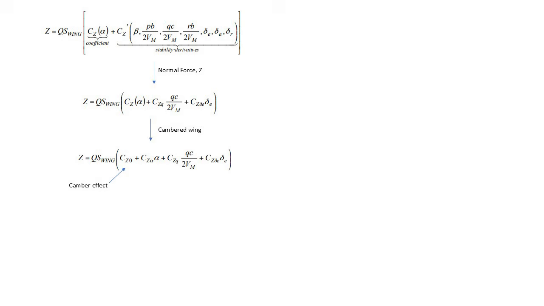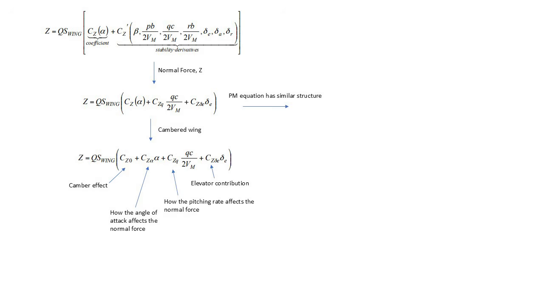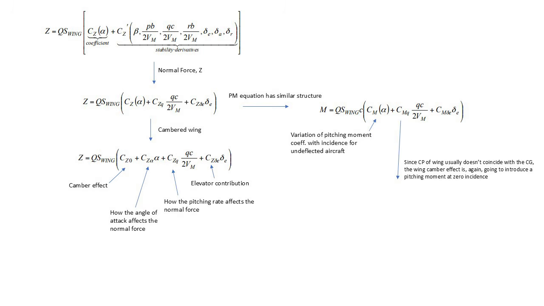The important stability derivatives here are the camber effect C_Z0, C_Zalpha, which is how the normal force changes with changes in alpha, C_Zq, which is how the normal force changes with respect to the pitch rate, which is again majorly reliant on a tailplane, and C_Z delta E, which is just the effect of elevator deflection. The pitching moment equation has a similar structure, and this is defined partially by the variation in the pitching moment coefficient with respect to the incidence of the aircraft with no control surface deflections. In general, the aircraft's CP will not be coinciding with the CG, and in most positively stable aircraft is slightly behind the CG.